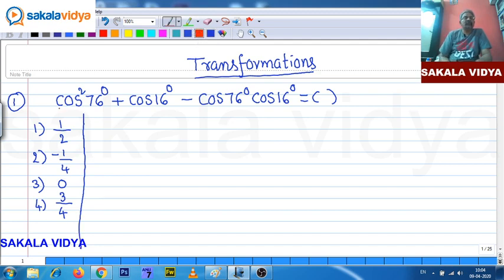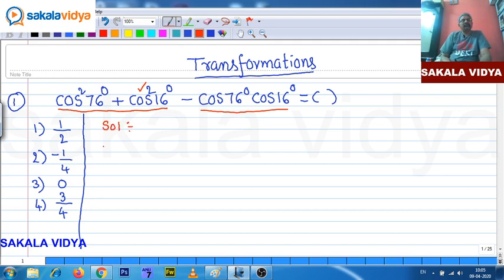Okay, now cos square 76 degrees plus cos square 16 degrees minus cos 76 degrees into cos 16 degrees is equal to, okay. Let us solve this problem. What is the plan? First, let us change this cos square 16 degrees in terms of sine, and this is actually the 2 cos A cos B formula. So we can write cos of A minus B into cos of A plus B. So let us apply our plan now.